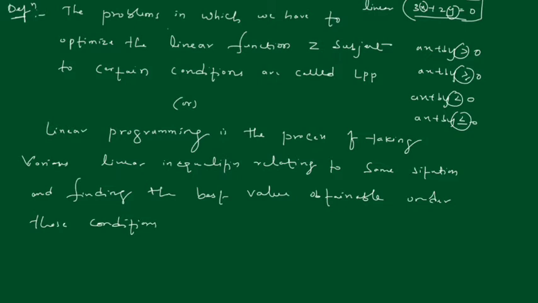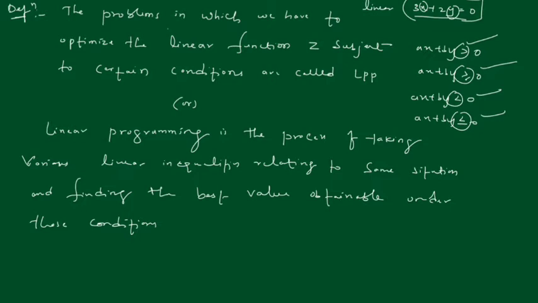So linear programming is the process of taking various linear inequalities. Linear inequalities are the signs greater than or equal to, less than or equal to, which you have already studied. Here these are linear inequalities relating to some situation, from day-to-day life problems. Finding the best value, either cost or profit, obtainable under those conditions is nothing but our LPP. Next we will see what an objective function is.